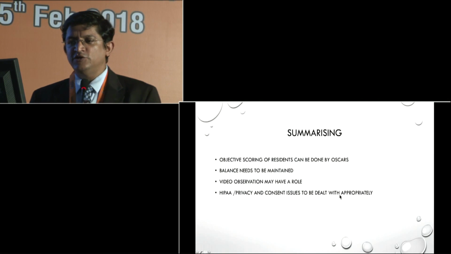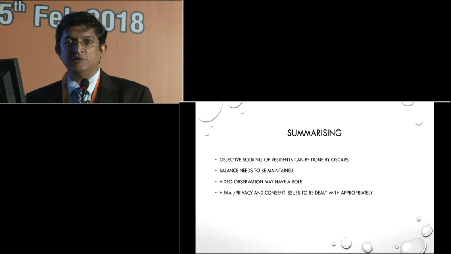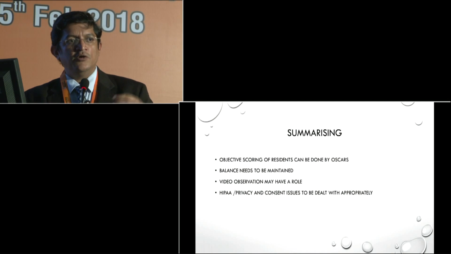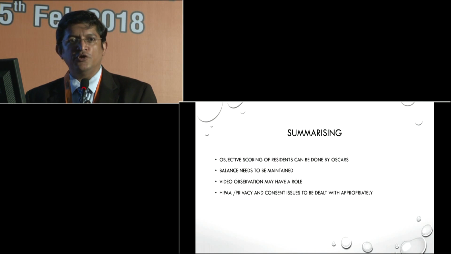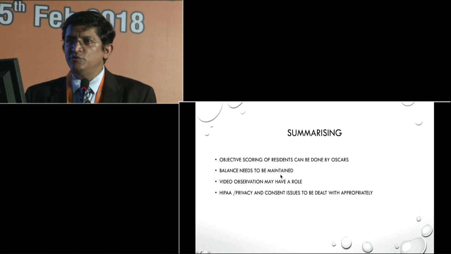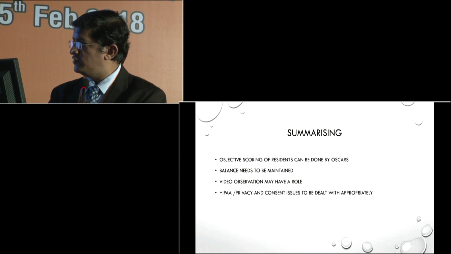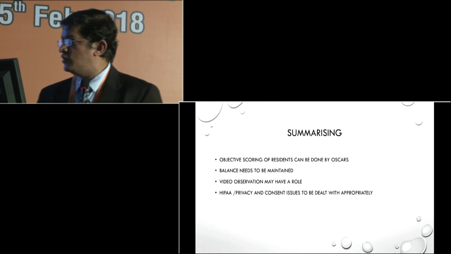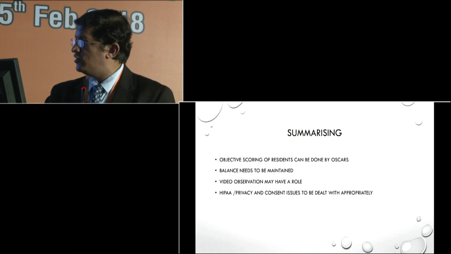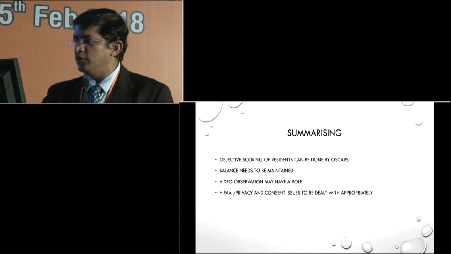So summarizing, objective scoring of residents can be done by Oscars the best, because that is something which has been validated so far. It has been sent across to people. We have looked at the scores. One person has scored a particular resident, the other person has scored the resident. The scores do not differ much. But balance needs to be maintained in terms of what surgery we are scoring. So you have Oscars for phaco, you have Oscars for SICS, you have Oscars for trabeculectomy now, for lateral canthal strip. So you need to do all those Oscars together. You're probably going to be able to do only 1 or 2 Oscars in a month or year of one particular thing. So you need to keep a balance there.